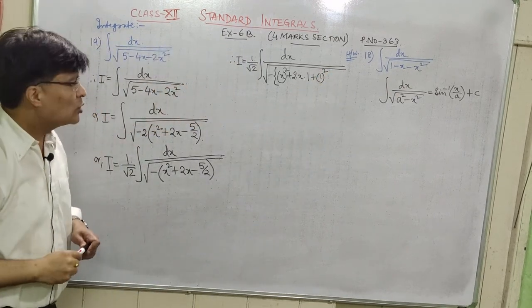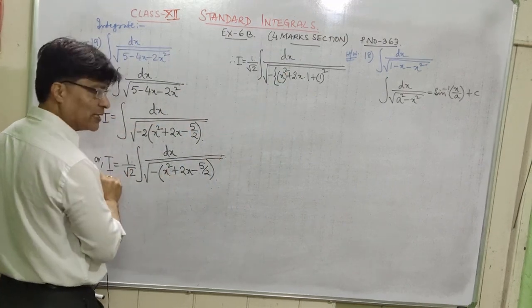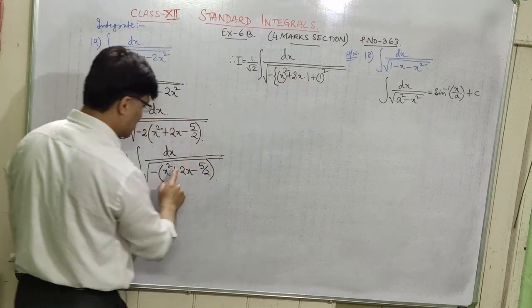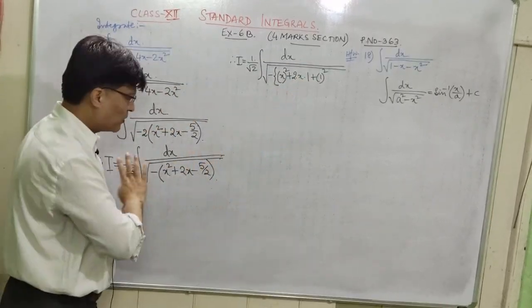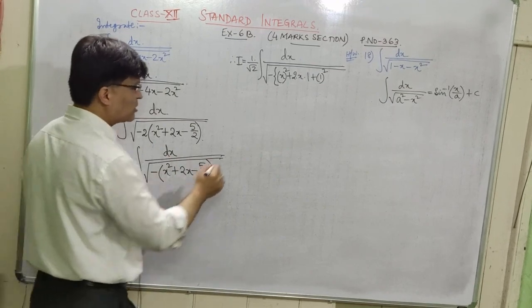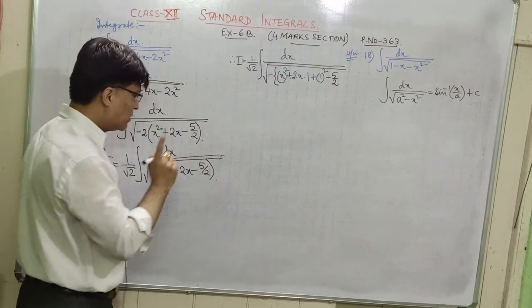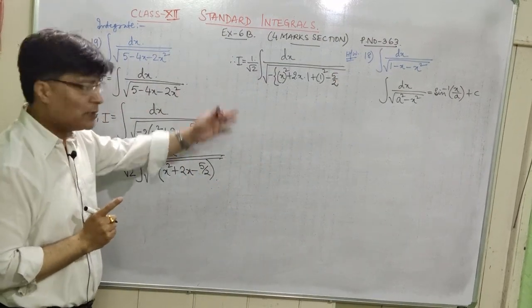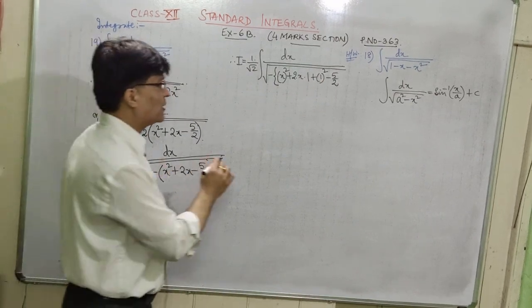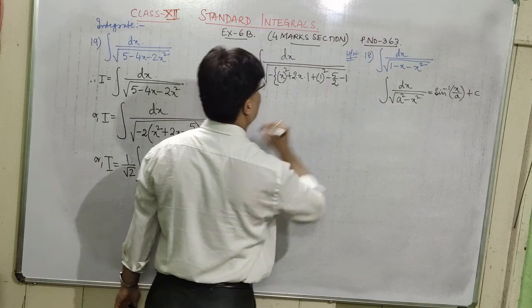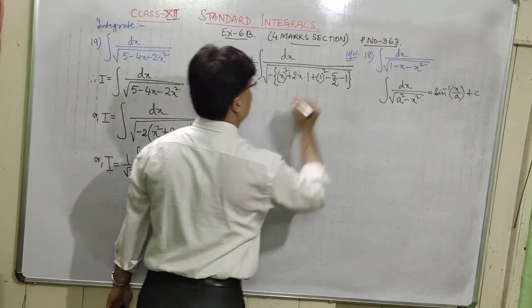Is that clear? So let us check it once again. x whole square is x square. We are getting this x square. 2x into 1 is 2x. That is also correct. But plus b whole square is 1. Is there 1? No, we don't have 1. So let us write first minus 5 by 2, because there is minus 5 by 2. But 1 whole square is 1. Is there 1? No. You have to subtract it. So it is minus 1. So second bracket is closed.